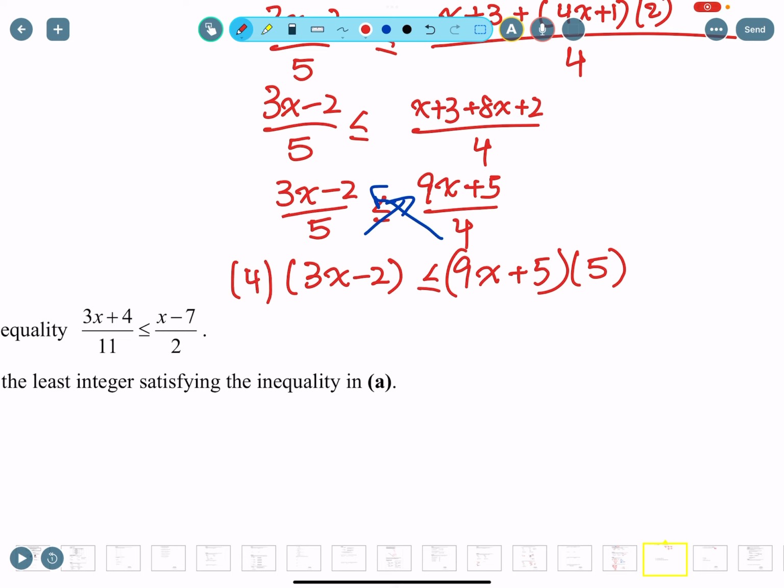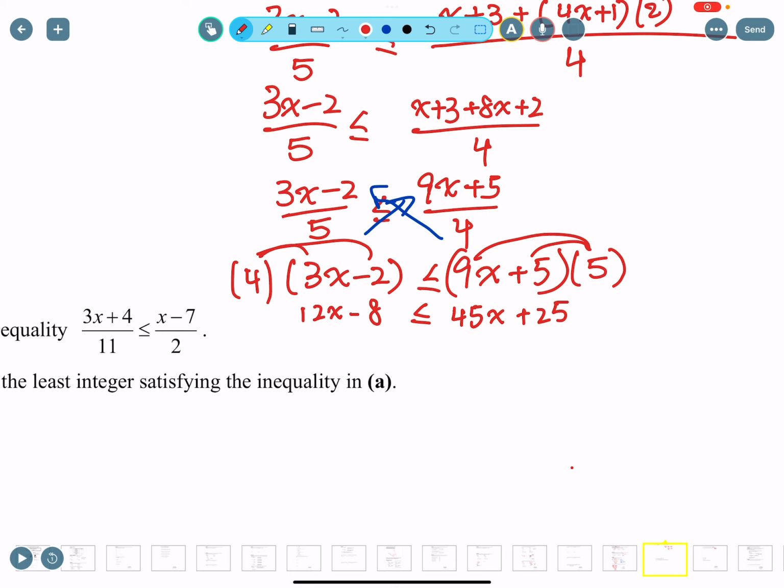Anyways, so we did cross multiplication. I forgot to multiply 4 here. And then rainbow method once again. Oh my god, that's a lot of rainbow method. 12x minus 8, 45x plus 25. Put all the x on the left side.